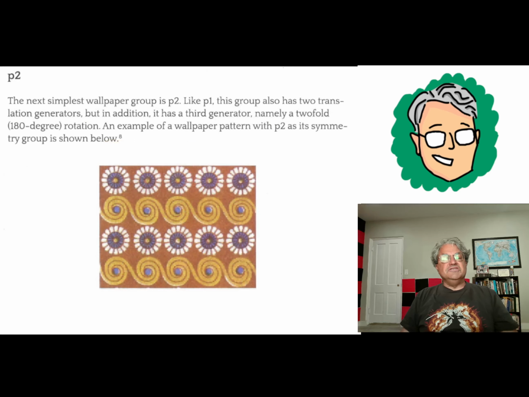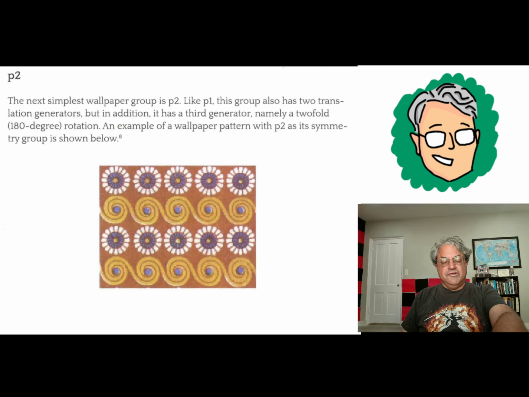And then I guess the next simplest would be P2. This is sort of like P1, except it has an additional symmetry, namely twofold symmetry. So, for instance, you can rotate 180 degrees about certain points in this picture, like the center of the daisies or the center of the, I don't know what you call that. It looks like a rope that's going between these points on the alternate rows. But you get the idea. There's also a twofold symmetry associated with this pattern.